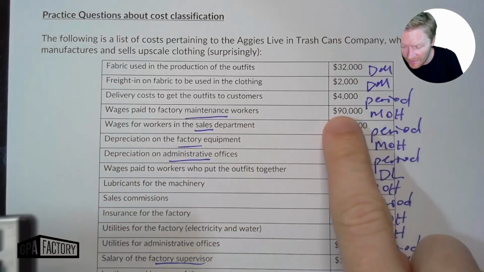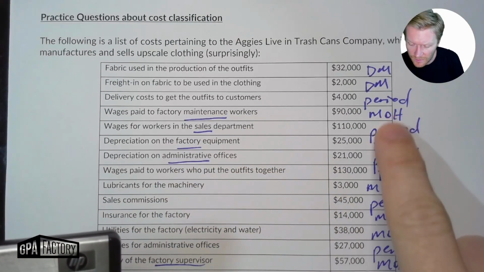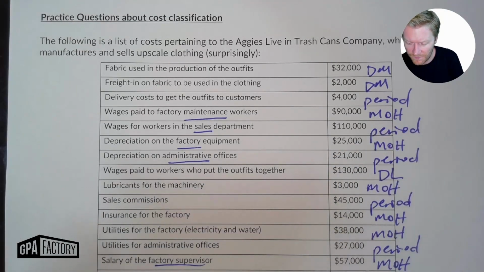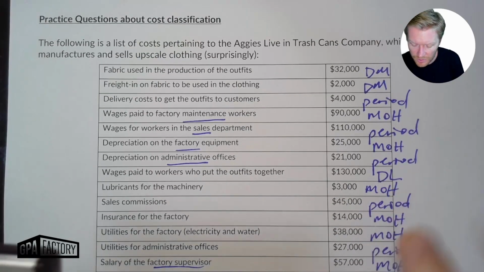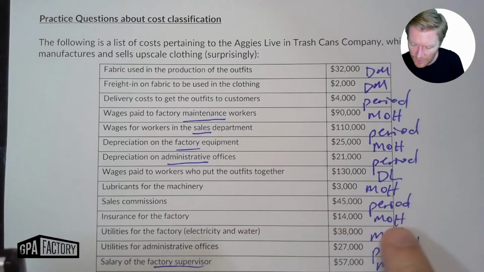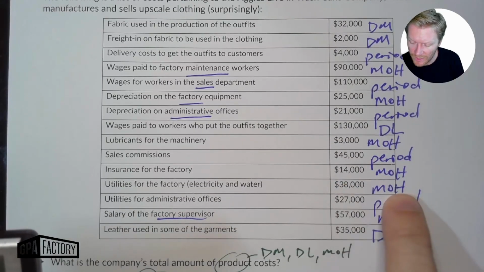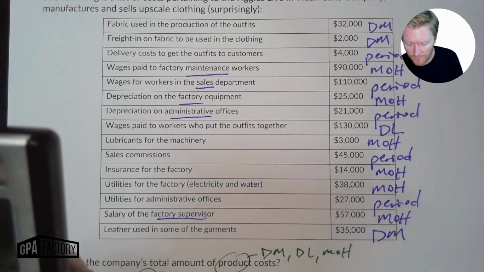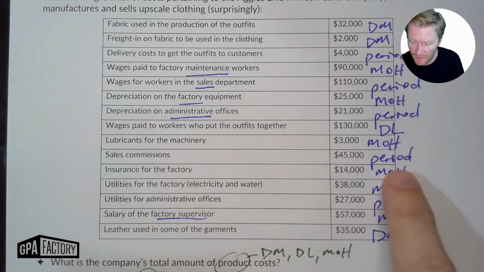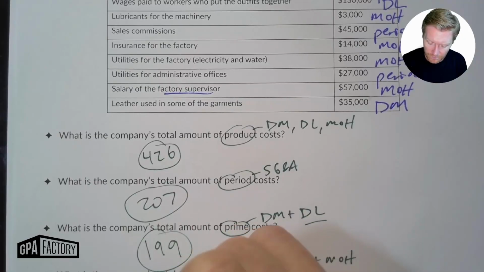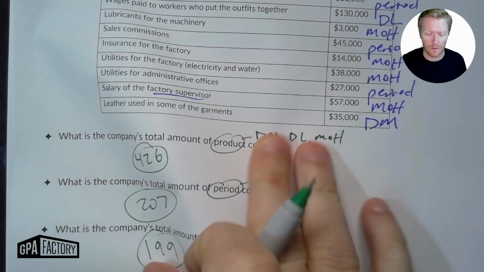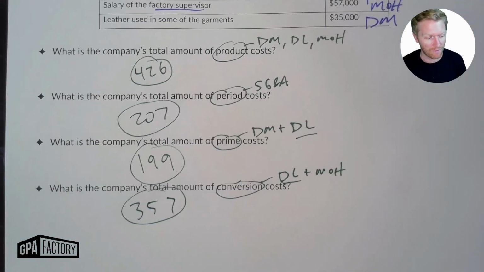Okay, so here, direct labor and manufacturing overhead. Let's just take it from the top again. 90 plus 25 plus 130 plus 3 plus 14 plus 38 plus one last one, 57. Get 357. And that would be our total conversion cost there.